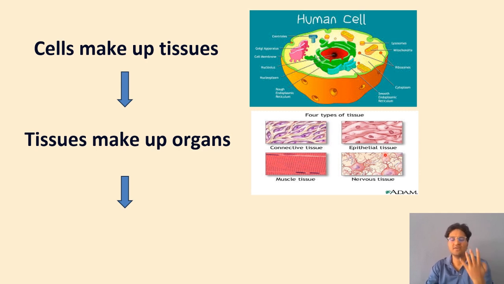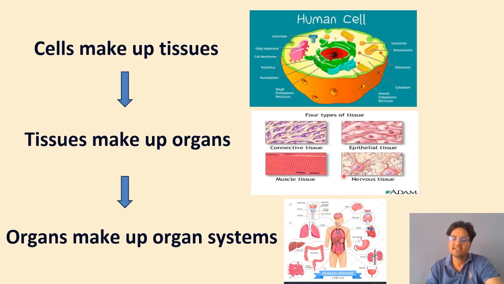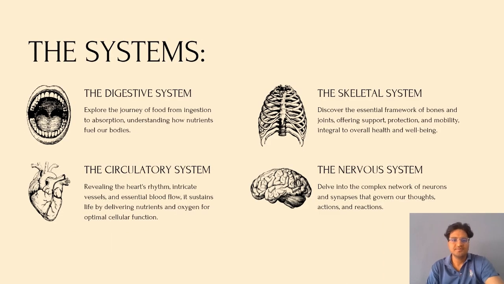In tissues, we have four types: connective tissue, epithelial tissue, muscle tissue, and nervous tissue. Nervous tissue is in our brain and nervous system, muscle tissue is in our hands, and connective tissue connects our bones. And organs make up our organ systems. As you see, we have four systems: digestive system, skeletal system, circulatory system, and nervous system.